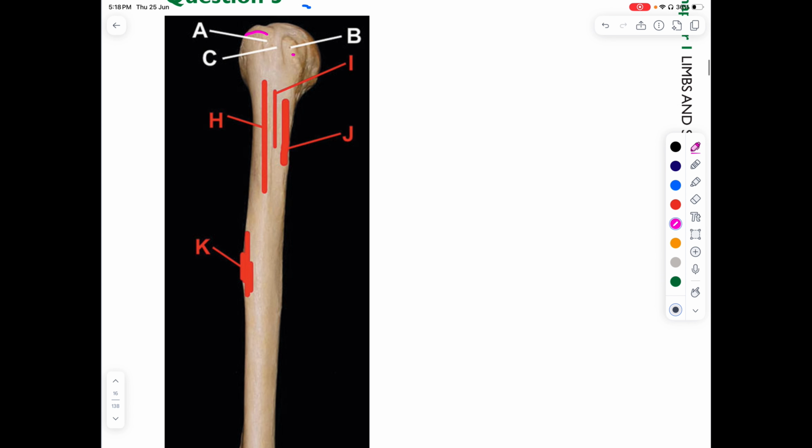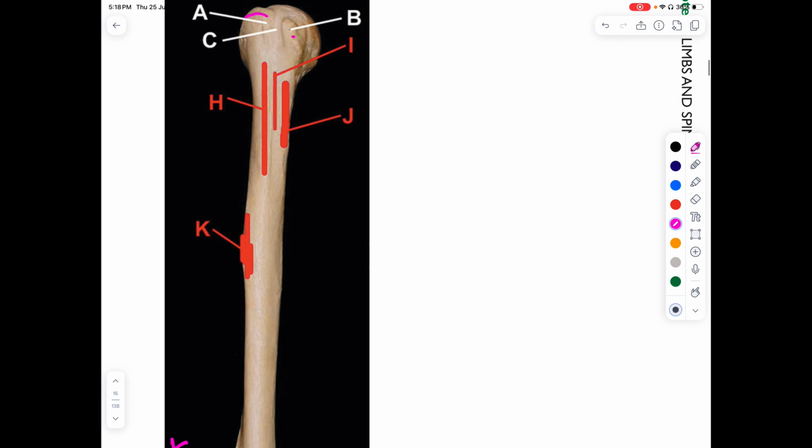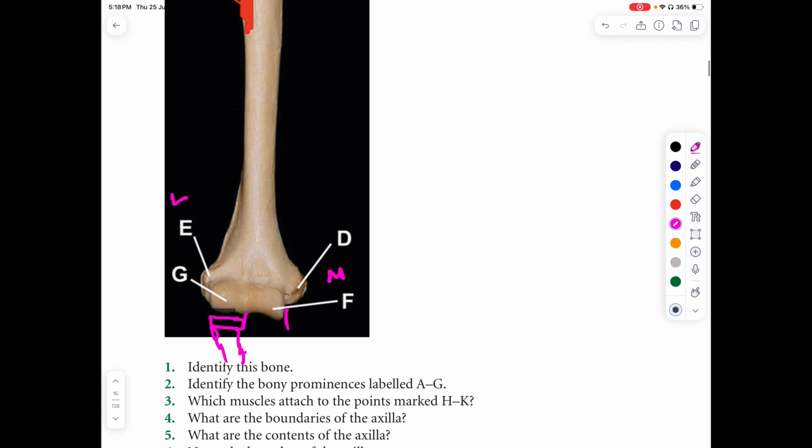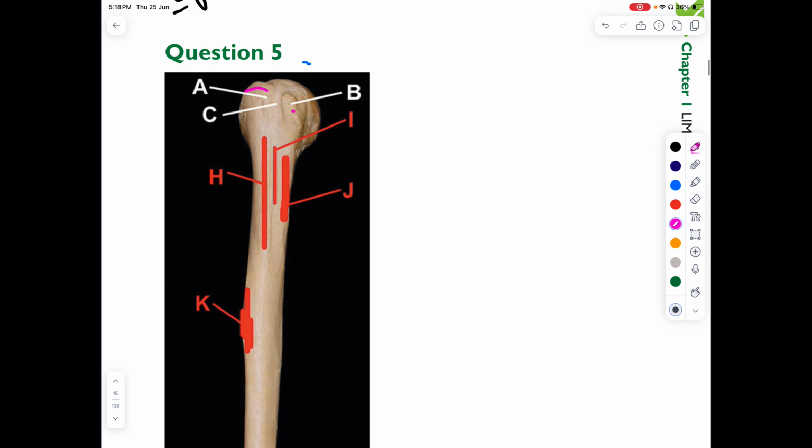Now the next question is to identify the bony parts A to G. This is the medial epicondyle, lateral epicondyle, this is the capitulum, this is the trochlea, then A is the greater tubercle, this one is the lesser tubercle, this is the intertubercular sulcus.